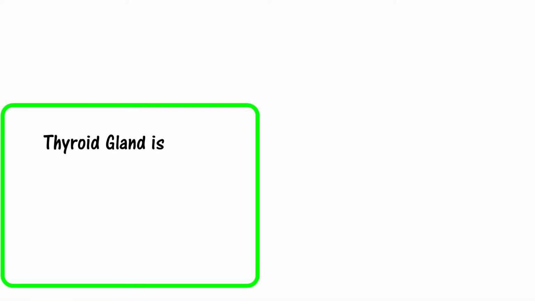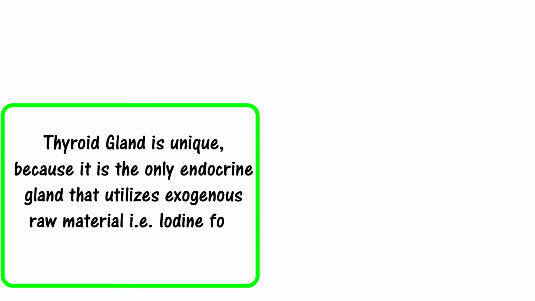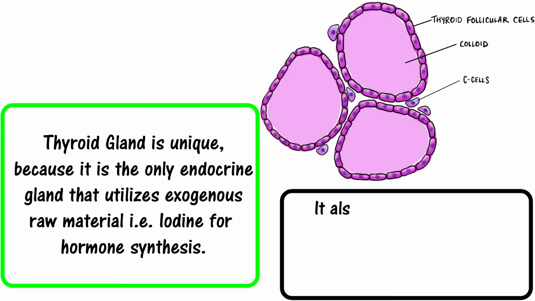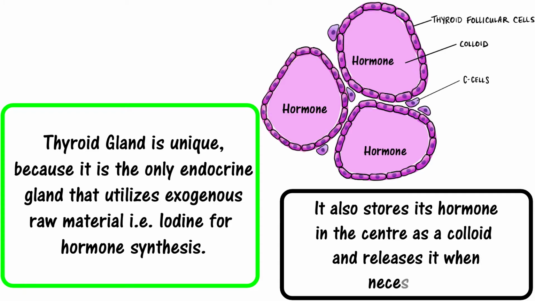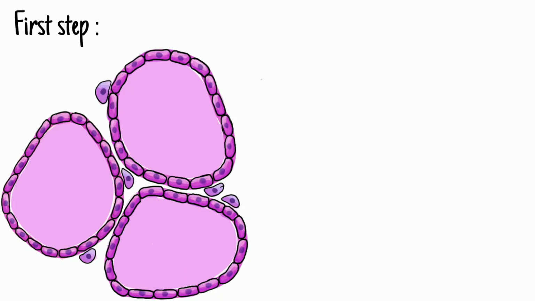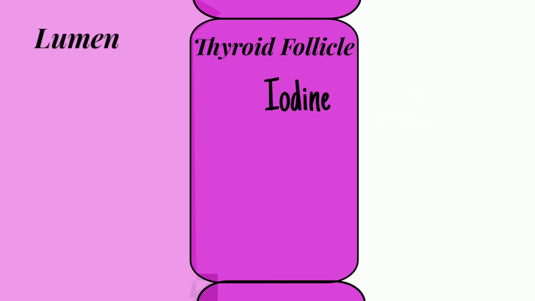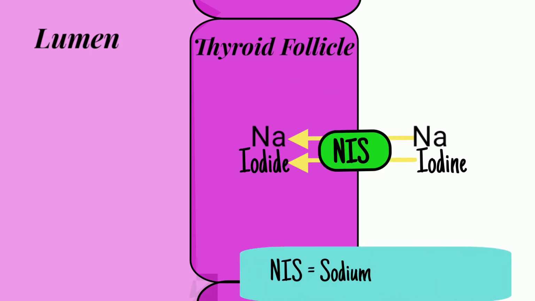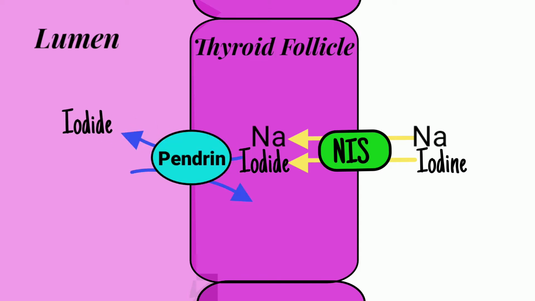The thyroid gland is unique because it is the only endocrine gland that utilizes an exogenous raw material, that is iodine, for its hormone synthesis, and it also stores its hormone in the center as a colloid and releases it when necessary. The very first step is the uptake of iodine. 20% of the circulating iodine is taken up by the thyroid follicular cells in the form of iodide through the NIS, that is the sodium iodide symporter, located at the basal membrane of the cell. Then this iodide is transferred into the lumen through the transporter pendrin in exchange for chloride on the apical membrane.